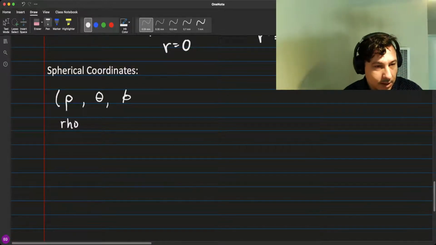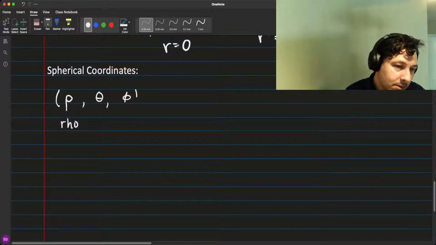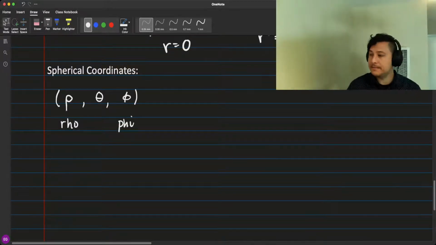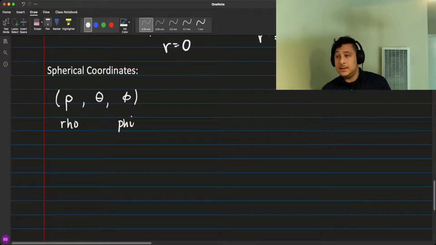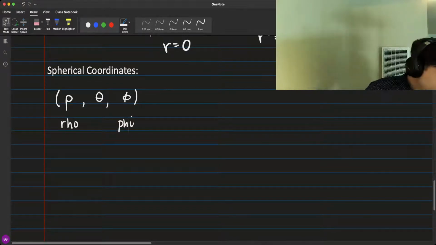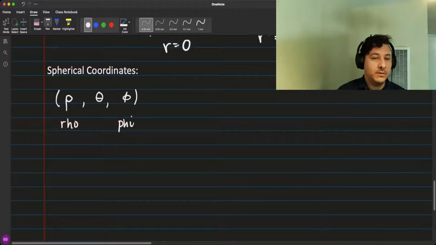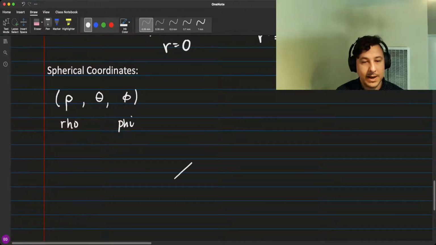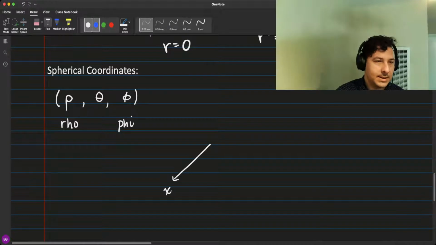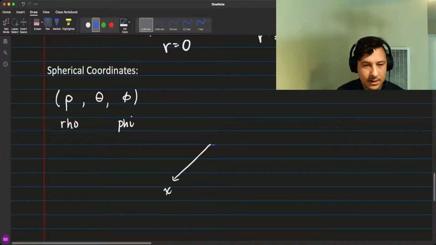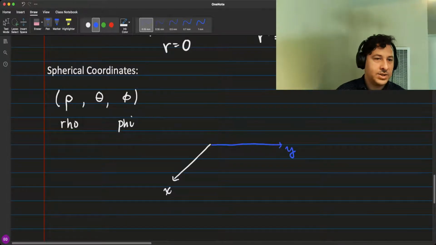Let's draw that better. I'm going to explain to you how these work, and we'll do that by drawing an xyz axes and showing you how you interpret these.